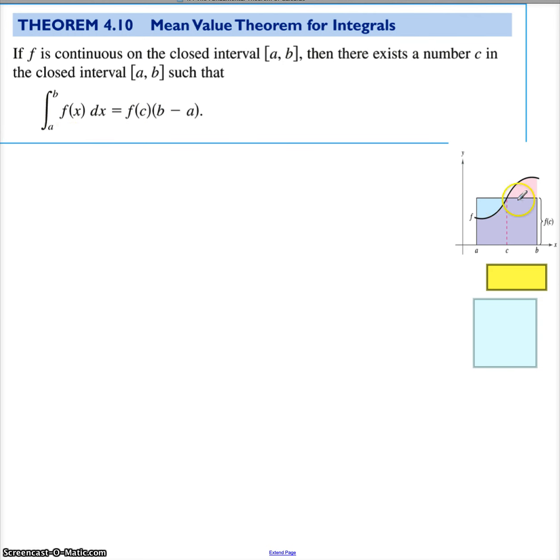What if this is just a constant function? Well, then this is kind of a trivial case. If f(x) is a constant, then this is valid for all c, because that's exactly what the integrand would give you. It would be c times the integral of a to b dx, which is just f(c) times (b minus a). So that's kind of the trivial case. But what if it's not a constant?